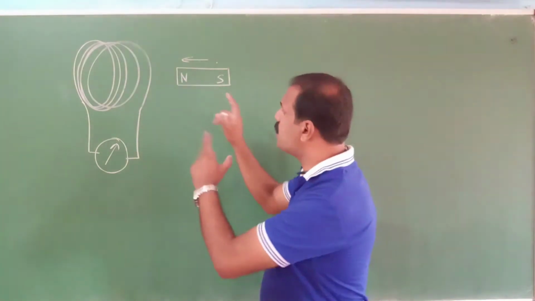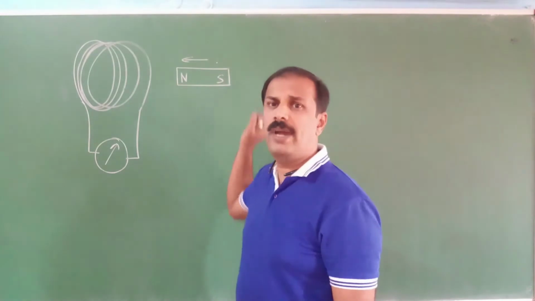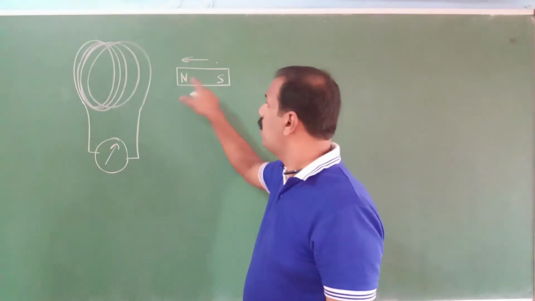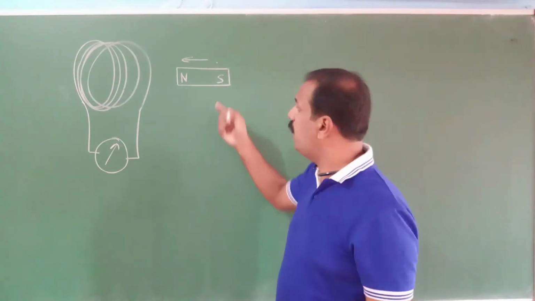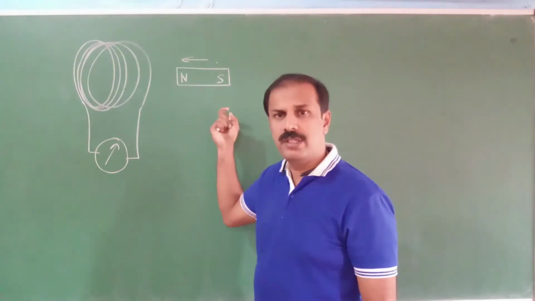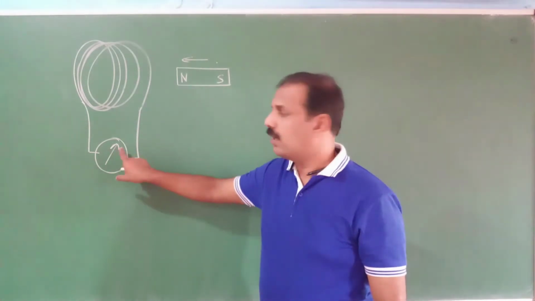So, what we will understand from this one is, if you change the direction of the magnet, that is the movement of the magnet, it will show a different direction. Or if you change the direction of movement, then also it will show a different direction in this current.